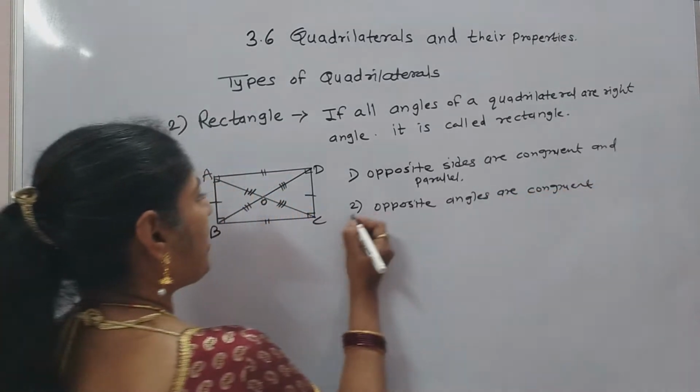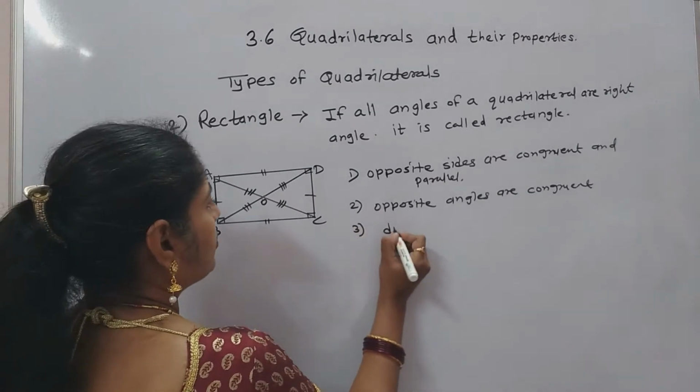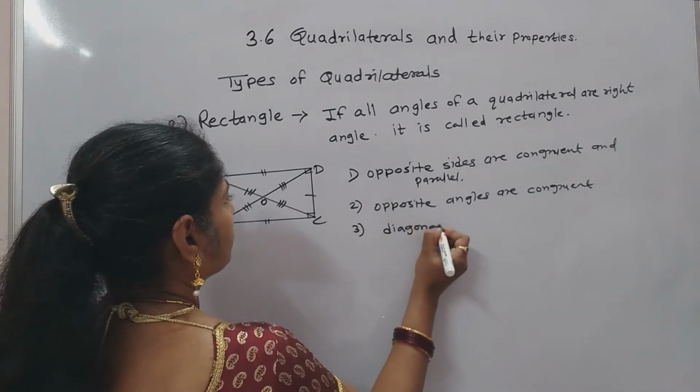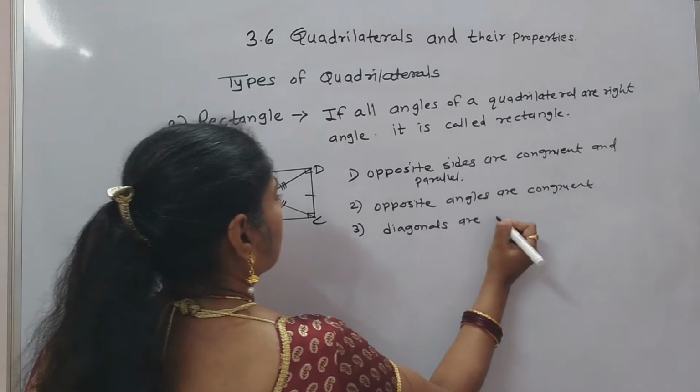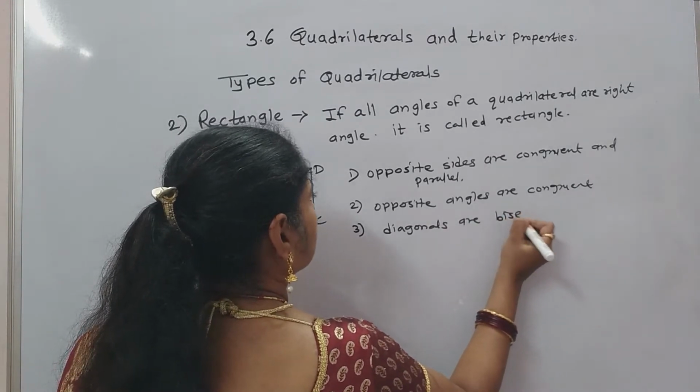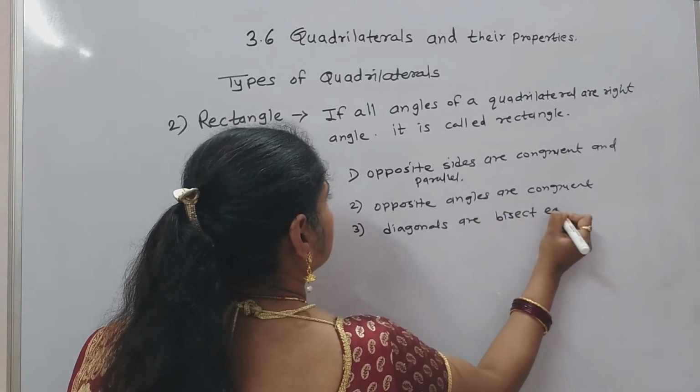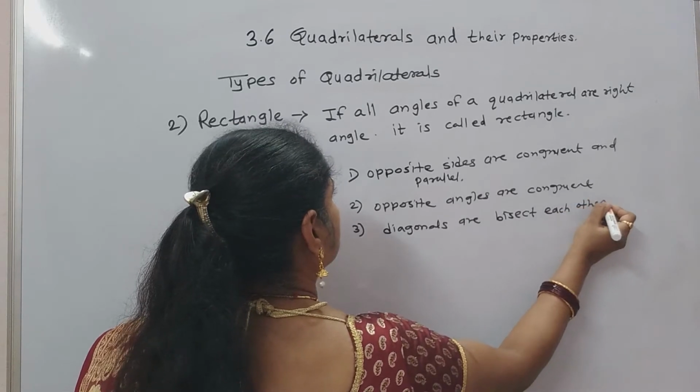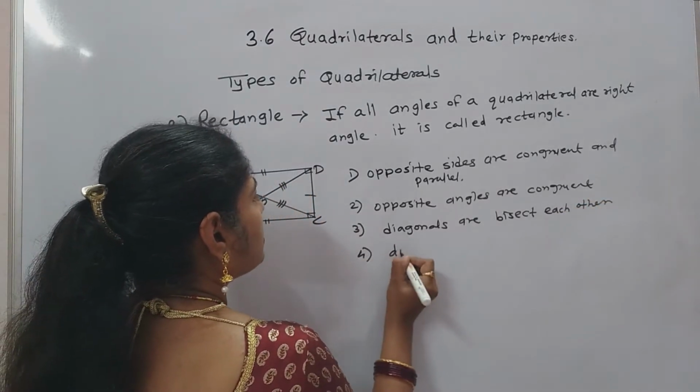Same as in the parallelogram. Number three, diagonals bisect each other. And number four, diagonals are congruent.